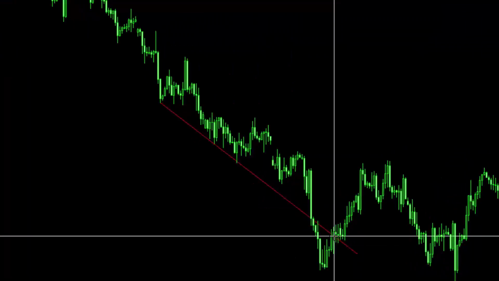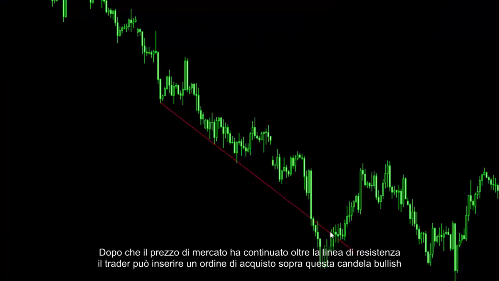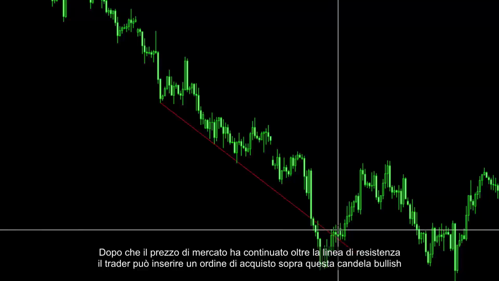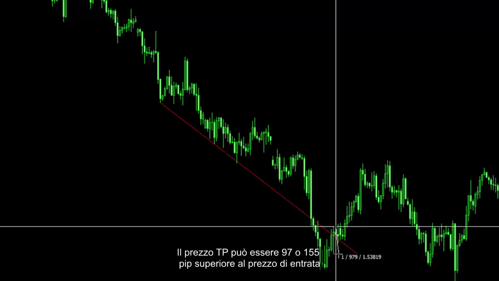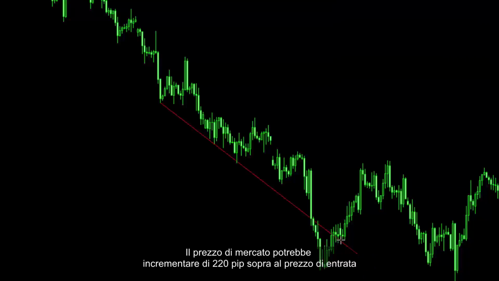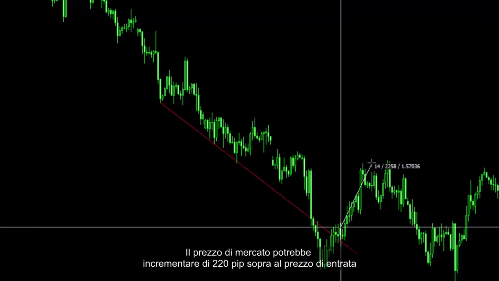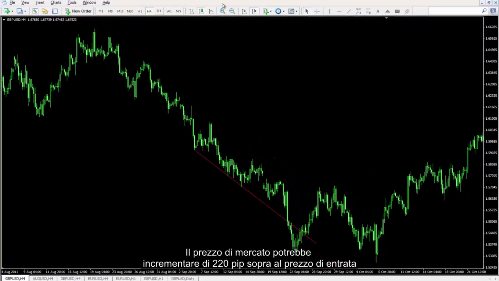attempts. After the market price proceeded over the resistance line, a trader could place a buy order over this bullish candle. Alongside this strategy, a special candle pattern has formed here too. TP price could be 97 or 155 pips higher than the entry price. Market price could increase 220 pips higher than the entry price.